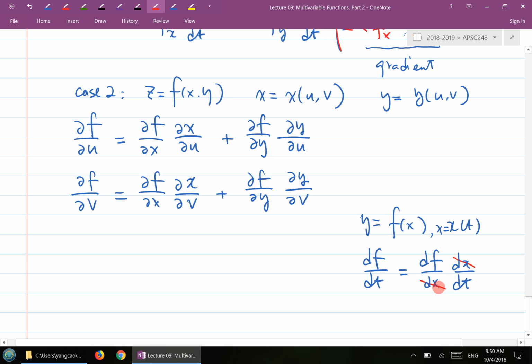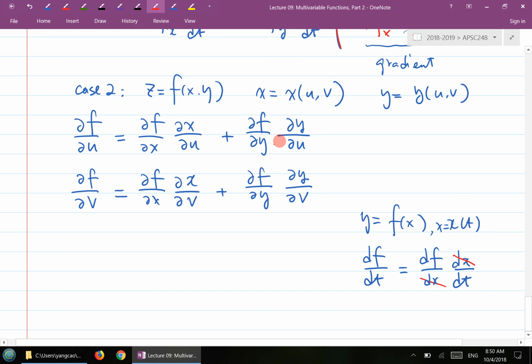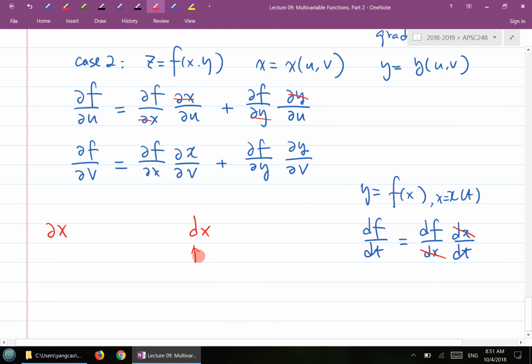However, if you know this very well, and now you look at this one here, you may wonder, oh look, I got a partial x here, a partial y here. Can we cancel this like we cancel this? Now that is a pitfall here. That's actually the difference between partial x and dx. So dx, if you recall, is called a differential.